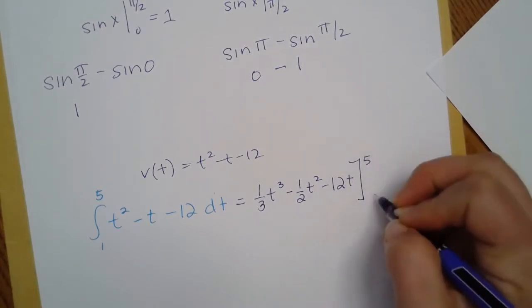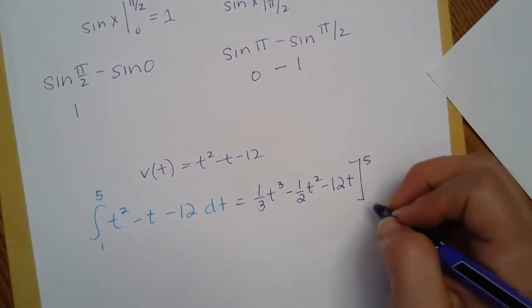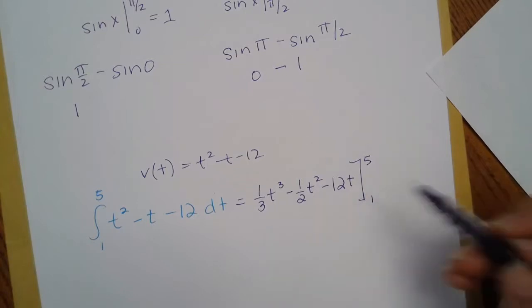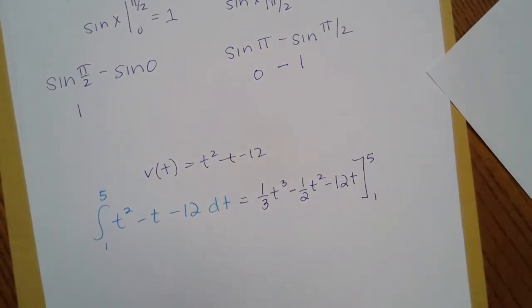And then we're going to evaluate it. Sometimes I use a bracket, sometimes I use a straight line. It means the same thing. It means I still need to evaluate it. Okay, so I'm going to start my calculations over here.